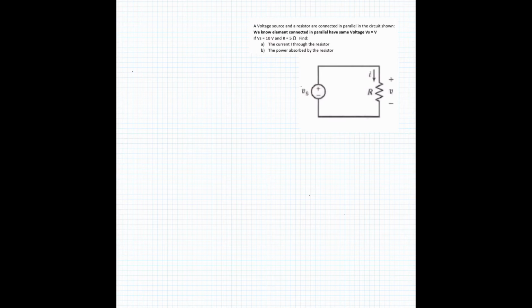One of the things I like to do whenever I have a circuit question is to read the question carefully. It says we know elements connected in parallel have the same voltage, Vs equals V. So here's Vs and here is V. We know Vs equals 10 volts, and since Vs equals V, that leads us to say V equals 10 volts as well.